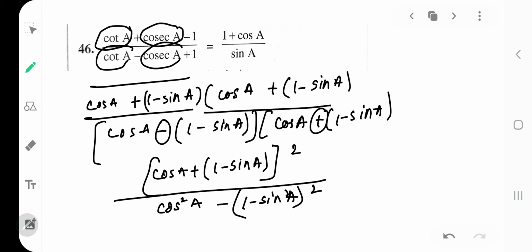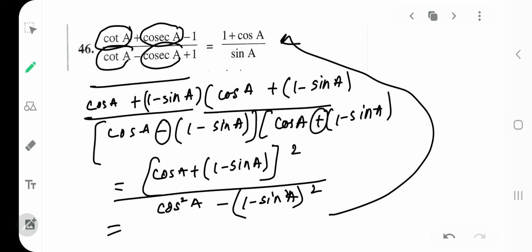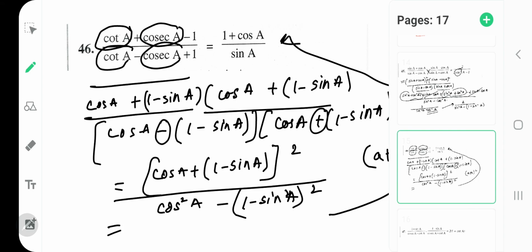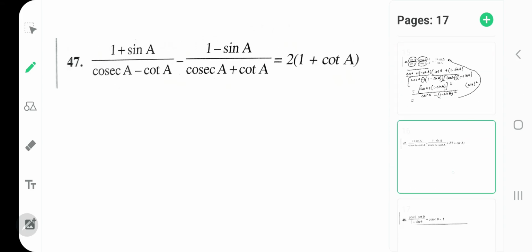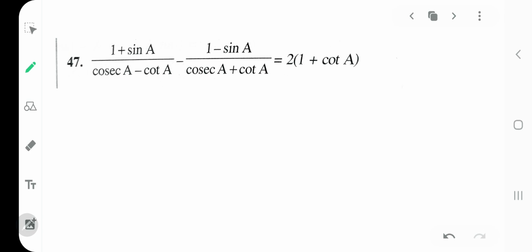Now my dear kids, again you have to open up these brackets, and once you open up these brackets, I am sure you are going to get the answer. You have to use whole square property, a plus b the whole square, a minus b the whole square. Give a try. If you do not get it, I'll help you out. Next is problem number 47.